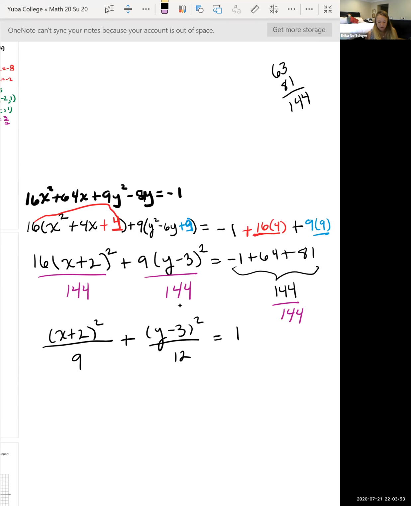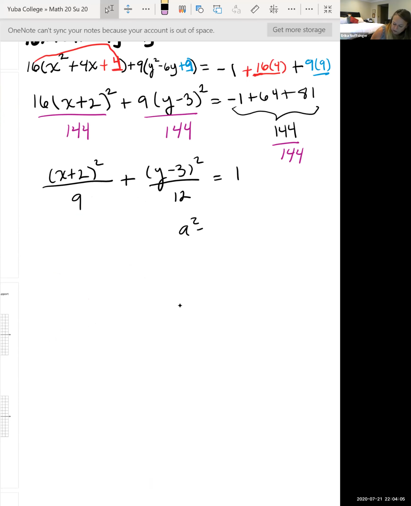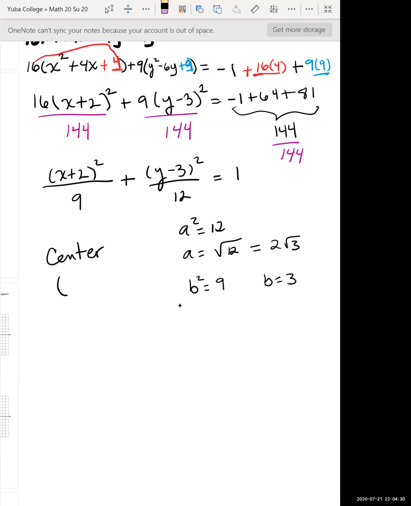So our a value is the bigger value. A squared is equal to 12, so a is equal to the square root of 12, which is 2 root 3. B squared, when we're talking about an ellipse, is the smaller value. B squared is 9, so b is 3. Our center, h, k, h with the opposite sign is negative 2. K, opposite sign, so 3.